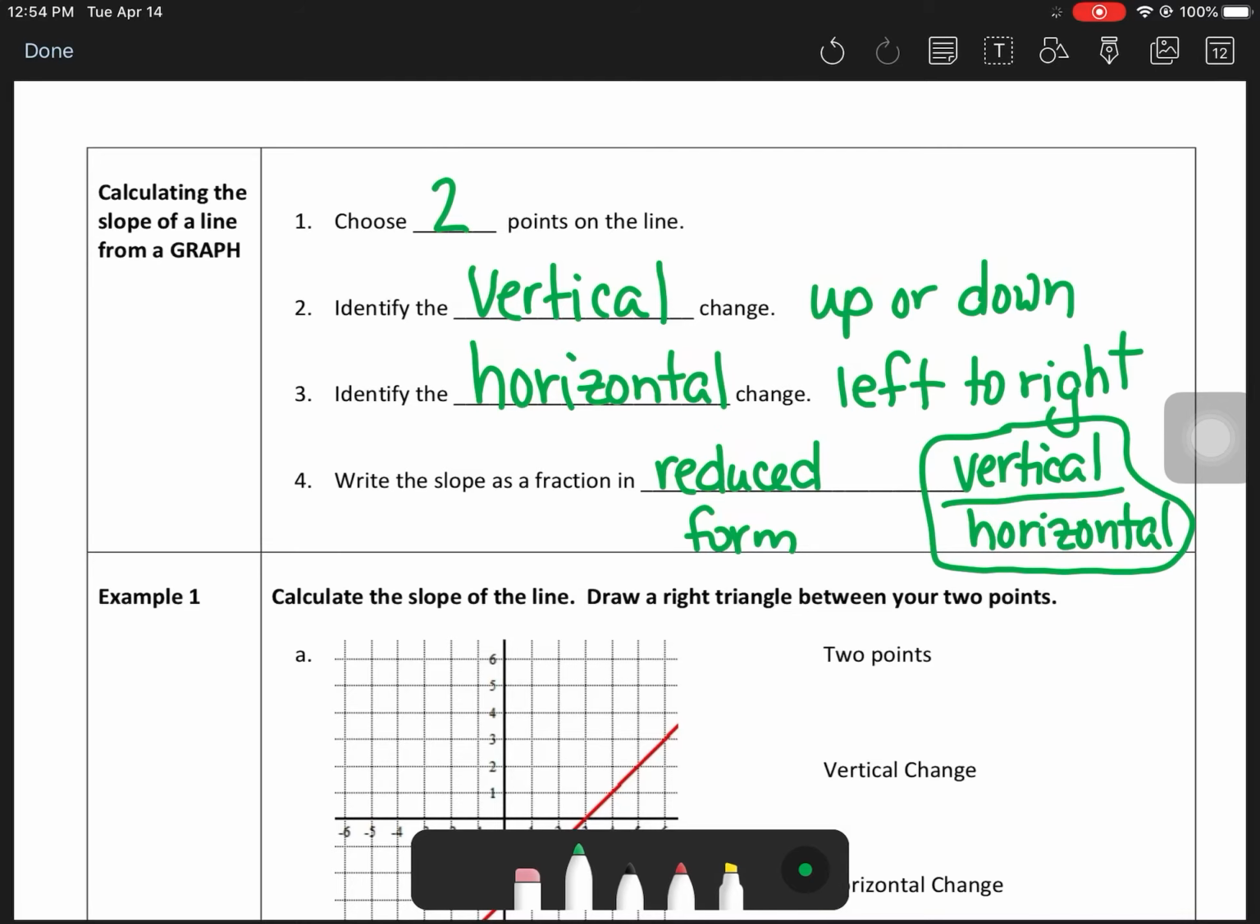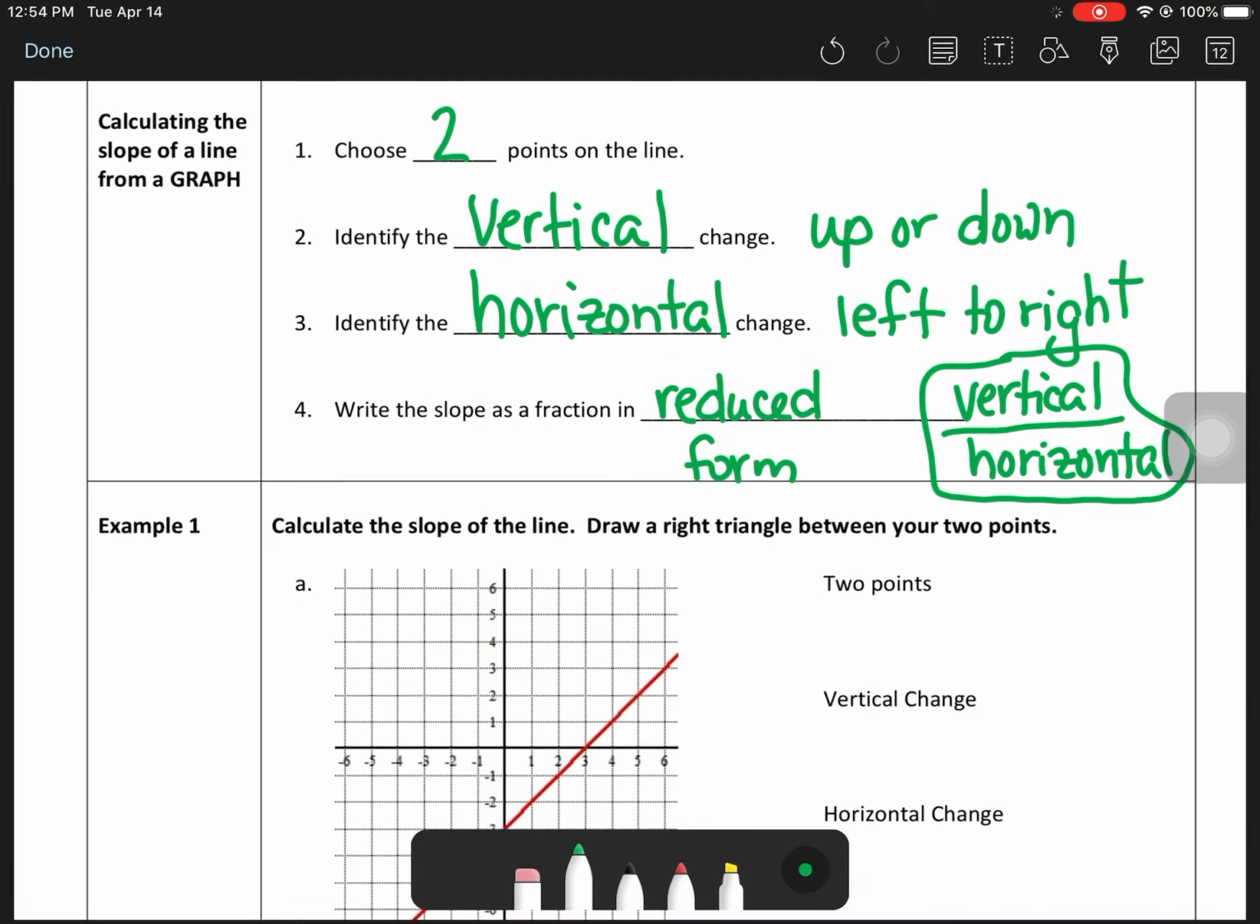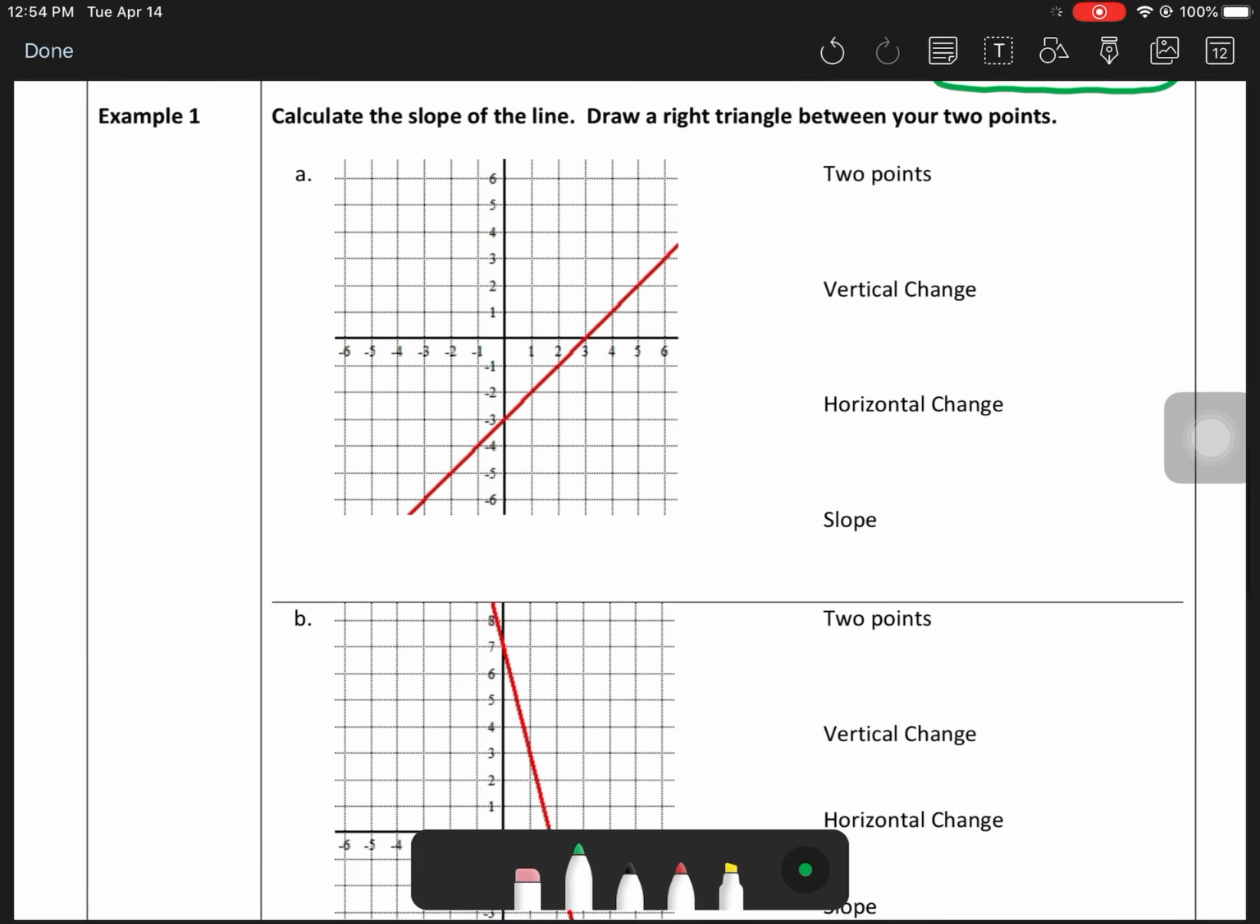So let's practice a problem. So we're going to pick 2 points on the line, and it doesn't matter which 2 points you want to pick. I always try to pick one that's right on the y-axis and then pick the next point to the right. But you don't have to. You can pick any 2 points as long as they cross right at a corner. So these 2 points are going to be (0, -3) and (1, -2).